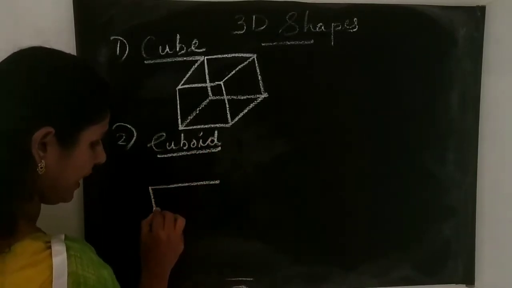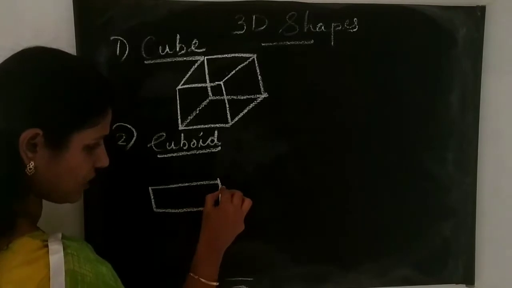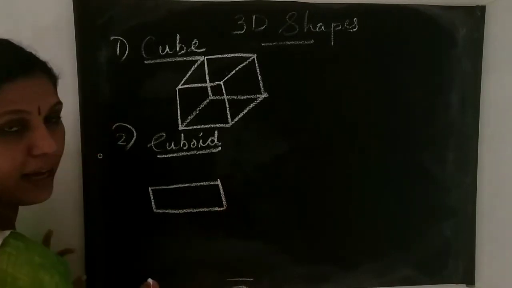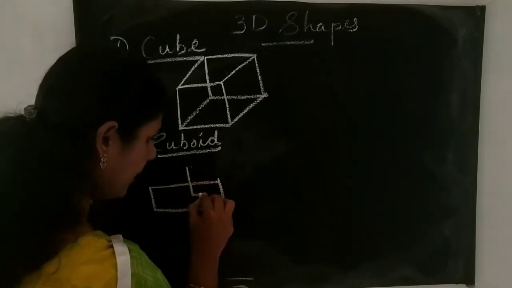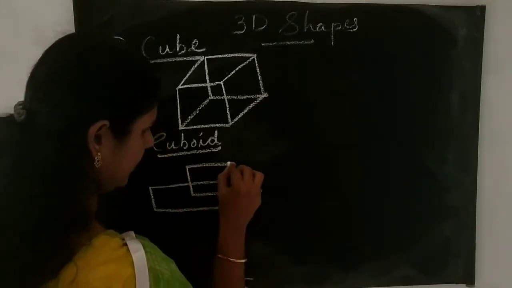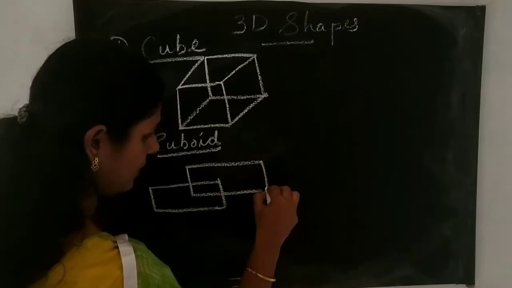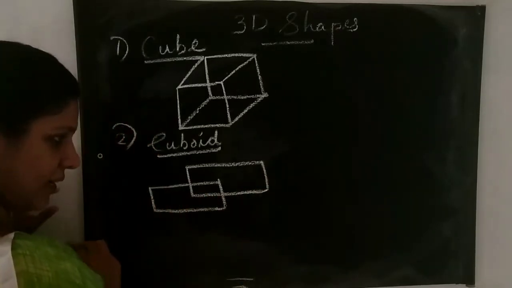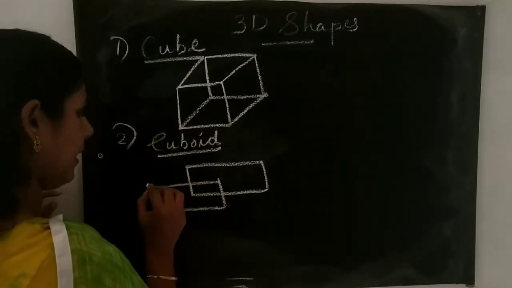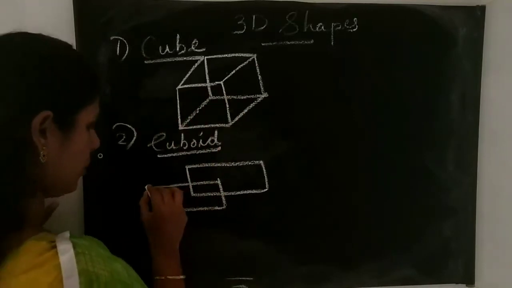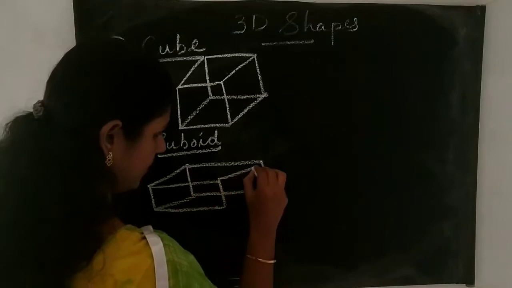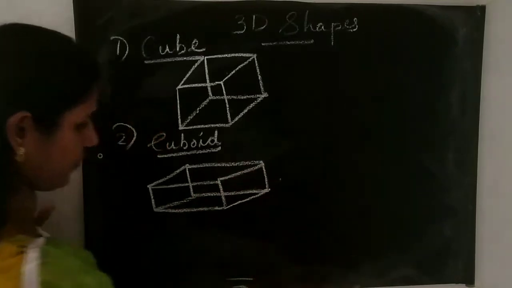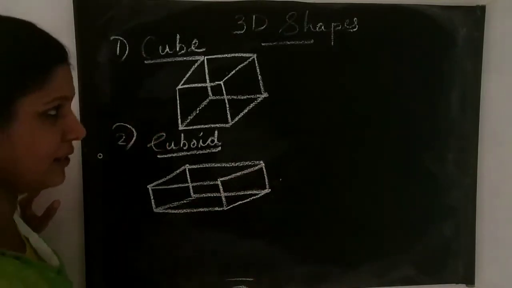Next is cuboid. First you draw a rectangle. Instead of this square, you just draw a rectangle. In the corner, you draw another rectangle. In the corner side, you join another rectangle, and like a cube, you join the corners. Now you get a cuboid.